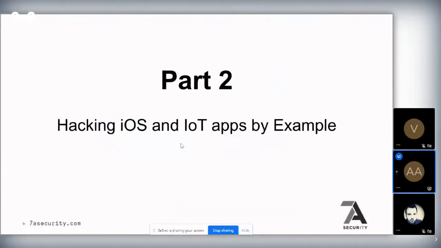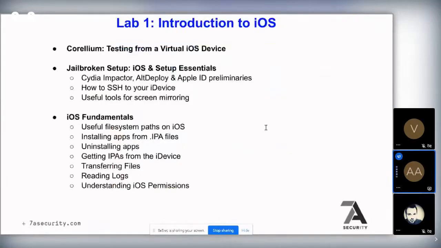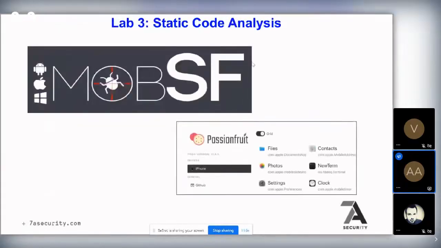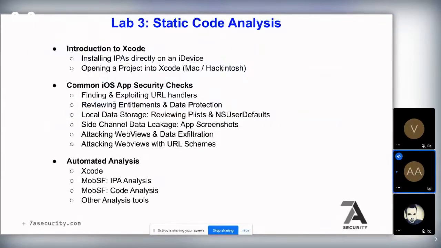And then in part 2, we talk about hacking iOS apps by example. We start with an introduction, how to install apps, download stuff from the jailbroken phone, and other things like this. Then we will talk about decompiling, black box analysis, and so on, but today we are not going to check this. And in Lab 3, we will do some of these today, right? So we will do attacking web views and data exfiltration, and then finding and exploiting URL handlers, right? So these are the two things.